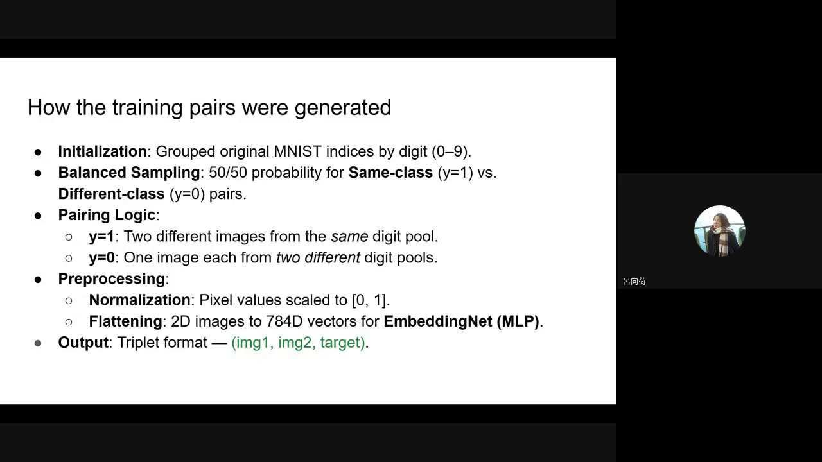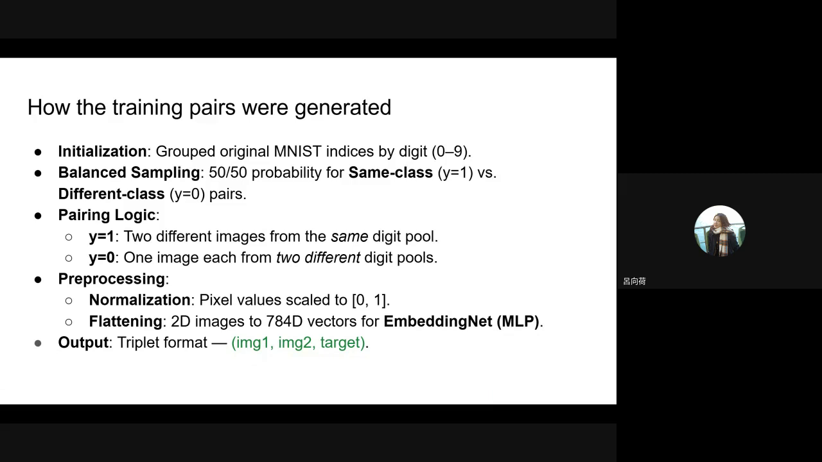logic. For the initialization, we group all the data by their labels. This creates a structure where we can easily access all the zeros and all the ones, and so on. Another aspect is class balancing. To prevent the model from developing a bias, we ensure a 50/50 split between the positive and negative samples. Every time get item is called, we flip a virtual coin to decide if we're giving the model a matching pair or a non-matching pair.